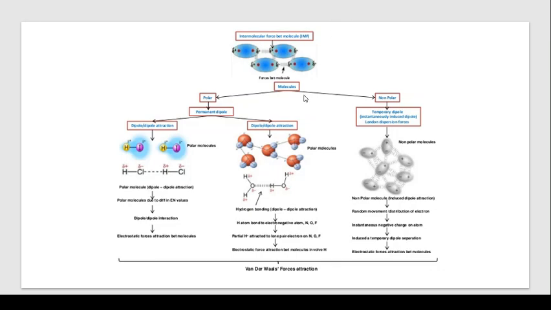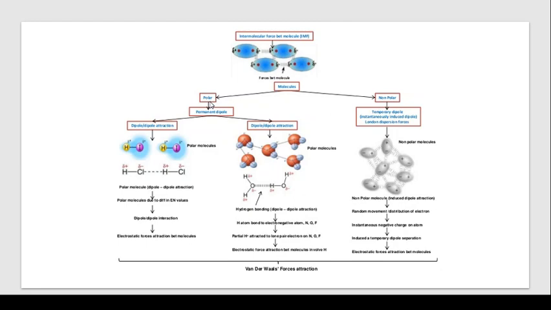So when we're talking about IMFs, the big thing to keep in mind is the difference in polarity. When we talk about intermolecular forces, remember inter means between the molecules. So it's not actually inside the molecule, that would be intramolecular. We're focusing on in between the molecules.